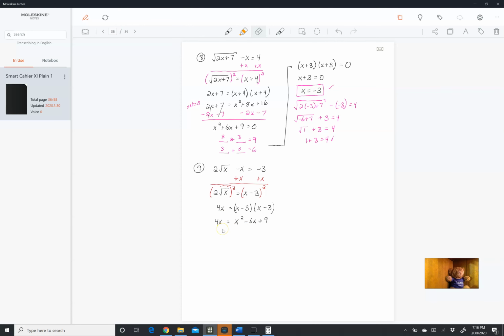Okay, so now we have to subtract 4x from both sides because this is quadratic. So we have to set it equal to 0. The 4x cancels. And we're left with x squared minus 10x plus 9 is equal to 0.